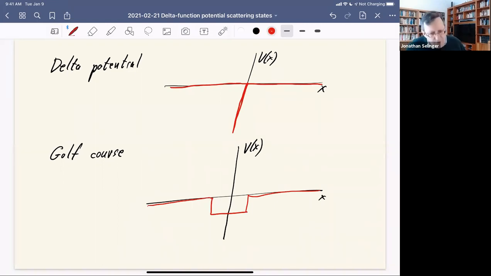We can solve the golf course potential, but it is more work. The reason why it is more work is basically that there are two interfaces, right? The delta function potential has one interface at x equals 0, but the golf course potential has two interfaces, there and there. So if we want to solve it, we want to solve it in this region, and then in this region, and then in this region. And then we need to join the solutions together there and there, right?